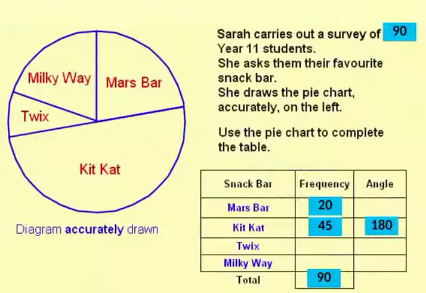This is the second type of question that you might get on an exam. In this question, you are asked to complete the table. The pie chart is accurately drawn. In an exam, you would be needing to measure some of these angles. Because you don't do this on the screen, I'm going to tell you that this angle is 40 degrees and this is 60 degrees, so it's 40 and 60.